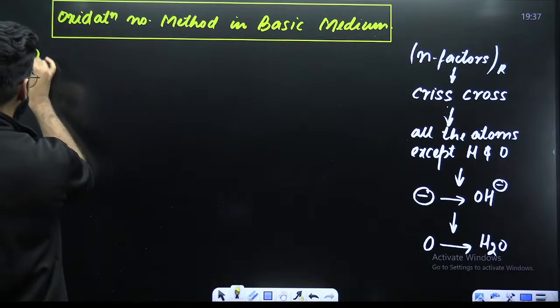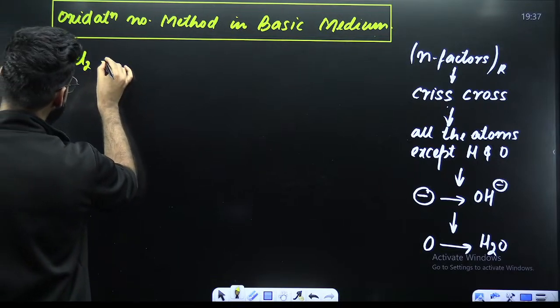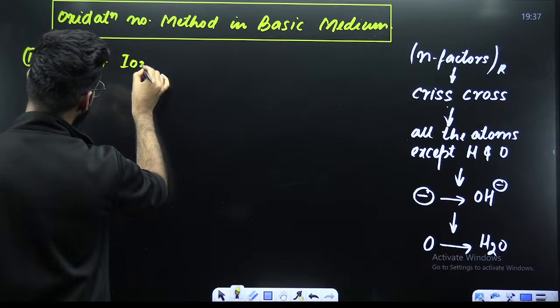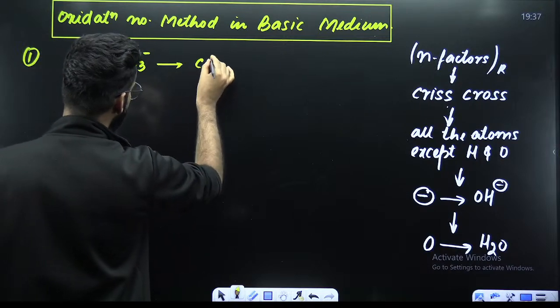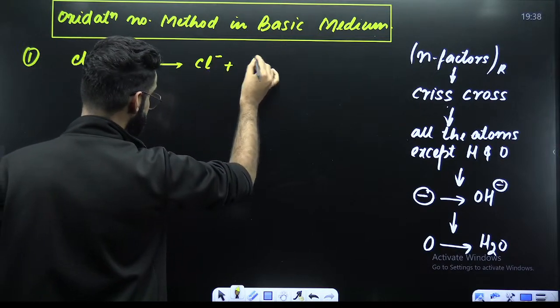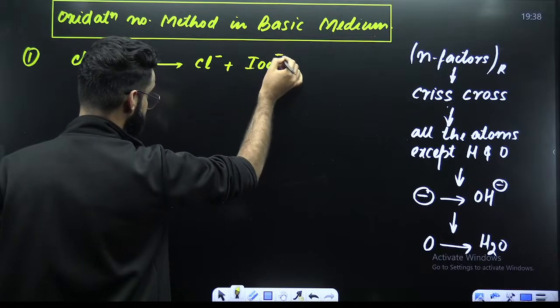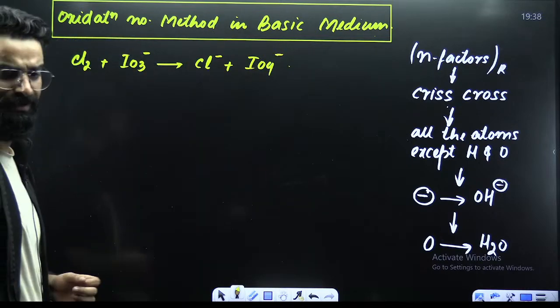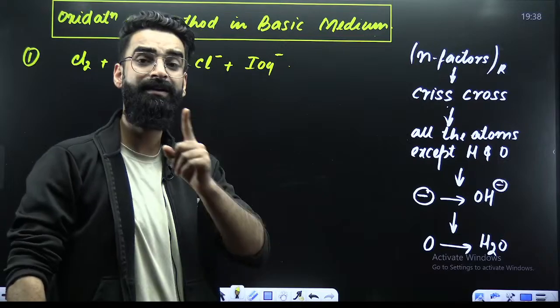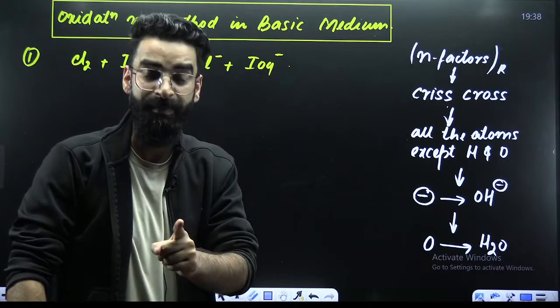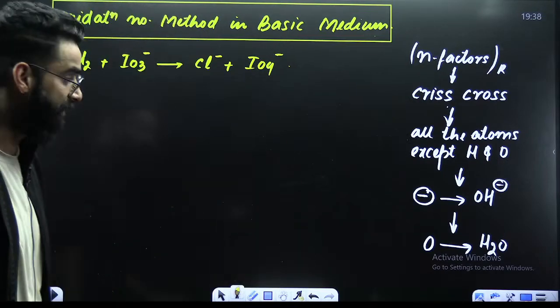For example, I've got the reaction like this. Cl2 plus IO3 negative gives Cl negative plus IO4 negative. Let's say this is one reaction. Let's try to balance this particular reaction in basic medium with the help of the oxidation number method.